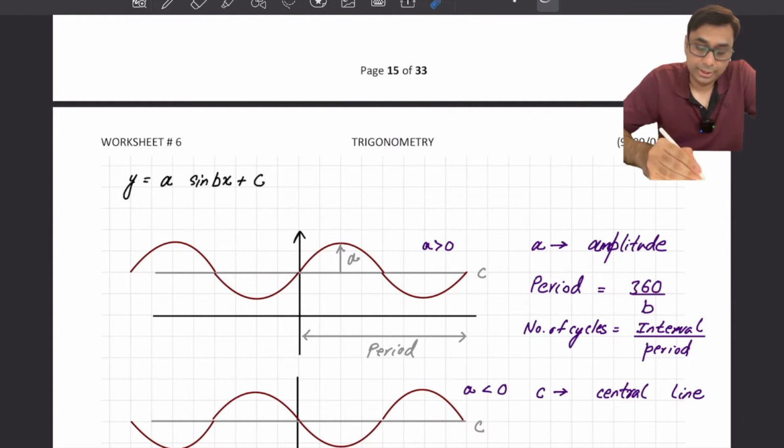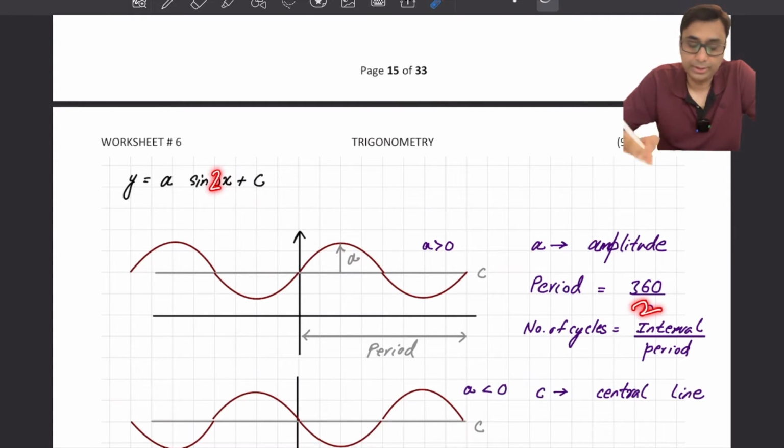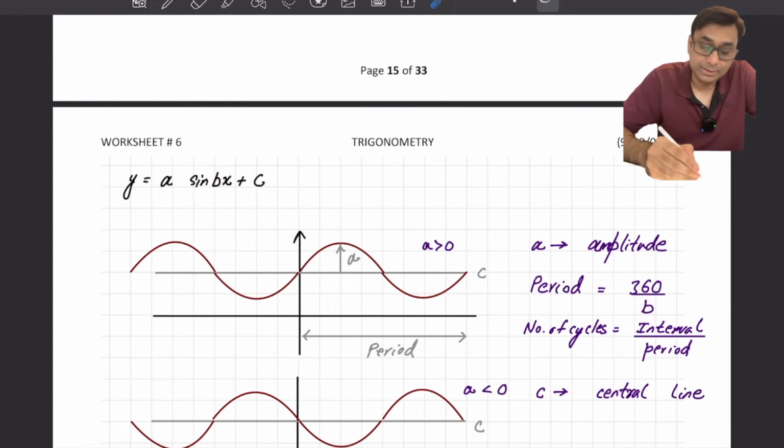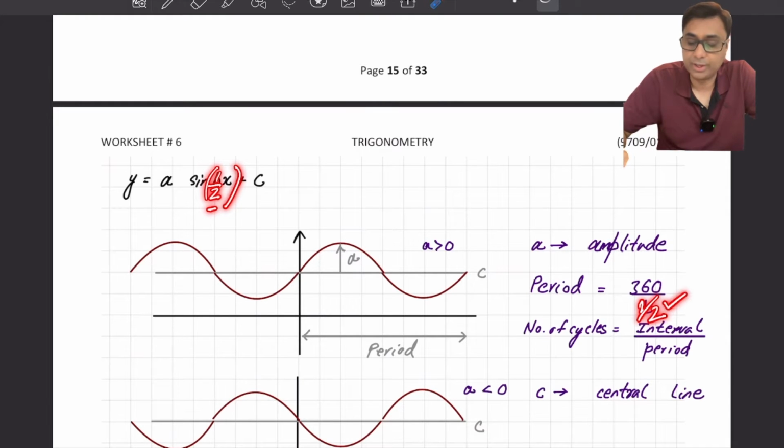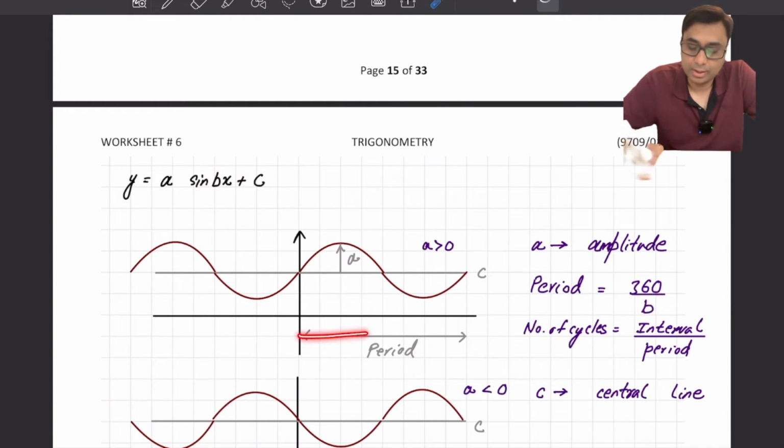So if it is sine 2x, then the period is going to be 360 upon 2, and that simplifies to 180. If it's going to be 3x, then the period is going to be 360 divided by 3, so that means one cycle would be of 120 degrees. Similarly, if you have sine half x, the period is going to be 360 divided by half, and that simplifies to 720. So that means one cycle will end at 720 degrees. So that's how you can determine the period.